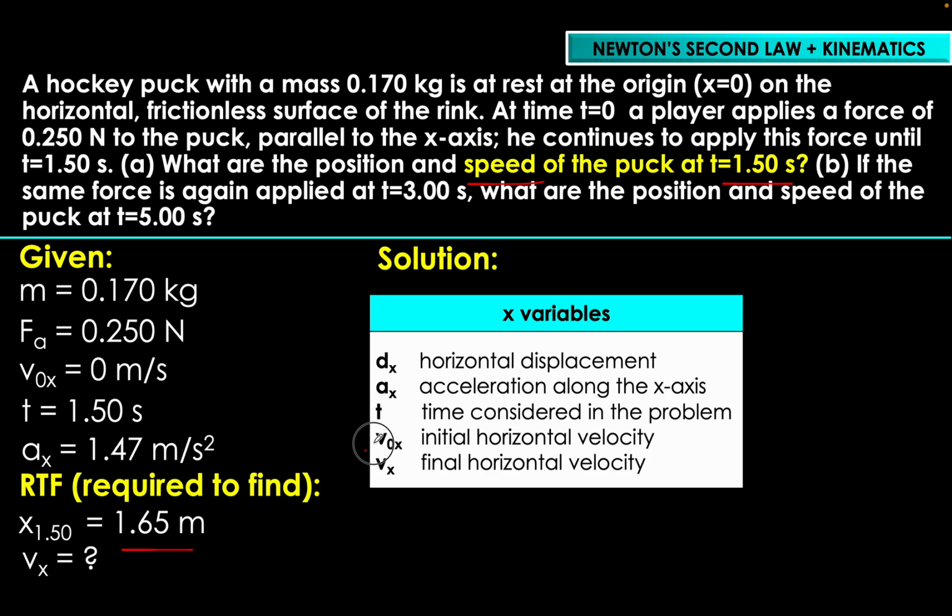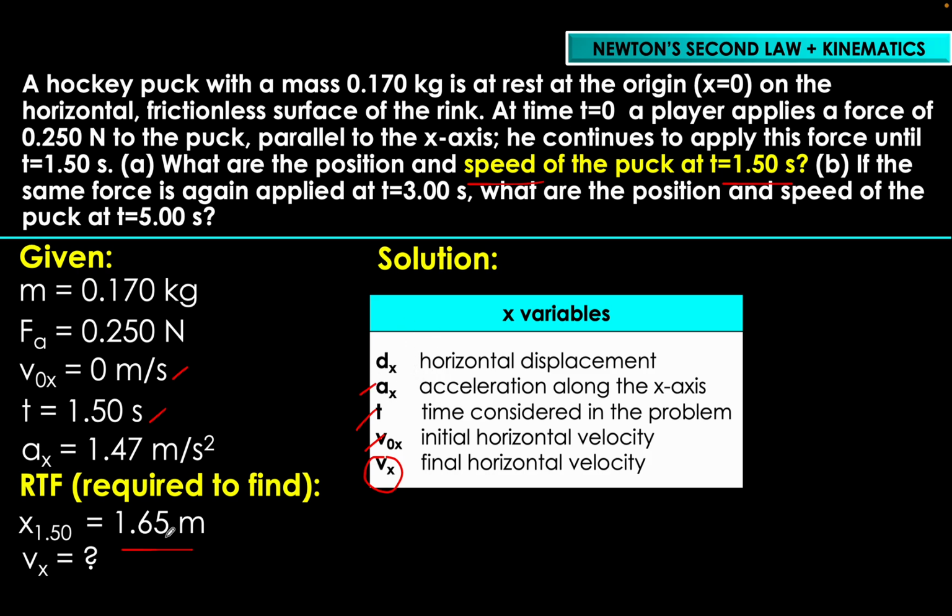So this is our initial horizontal velocity. It's given, it's 0 at the start of the hockey puck's state, and then the time is 1.50 seconds. Acceleration is known, and then what we want to solve for is v sub x. So the missing variable, the variable that we don't know and we're not solving for, is d sub x.